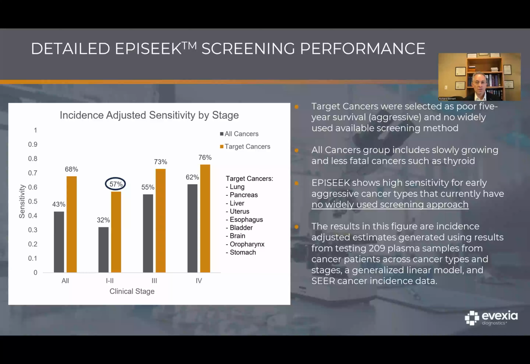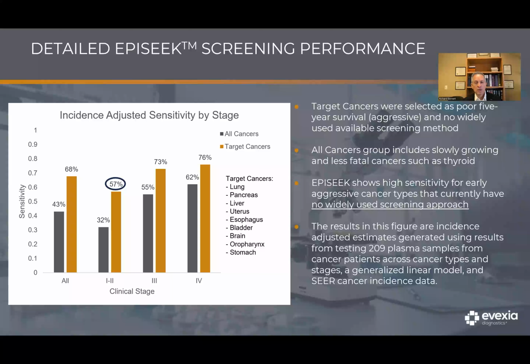So most of the cancer types that we've targeted fit that bill. So no current screening, and you can take a look at them real quick, and aggressive 5-year behaviors. They're aggressive cancers with poor 5-year survivals. So you can see that we're detecting brain, oropharyngeal, stomach, lung, pancreas.